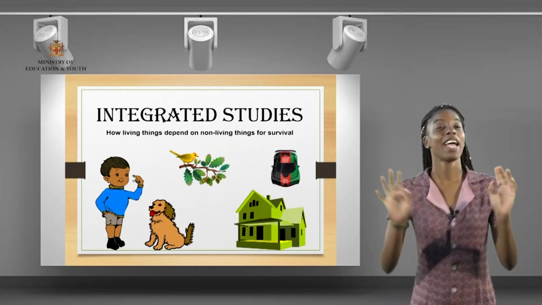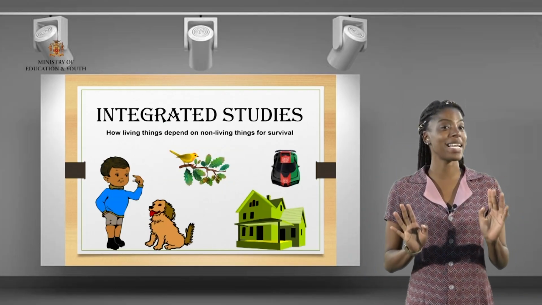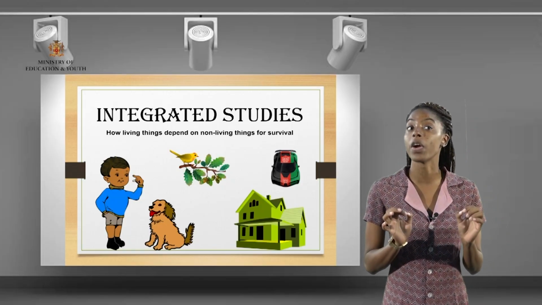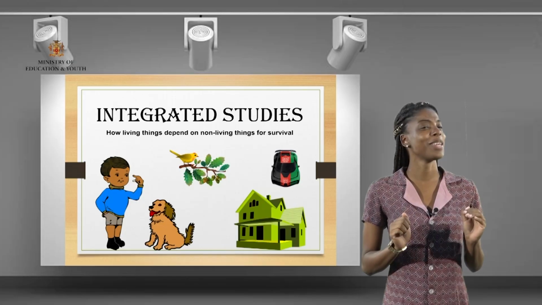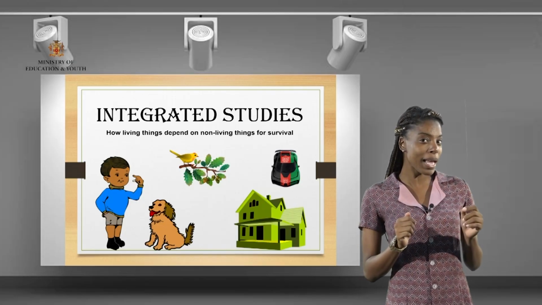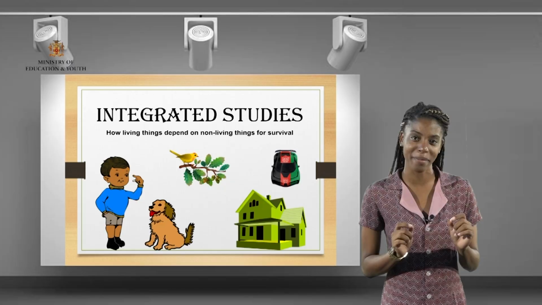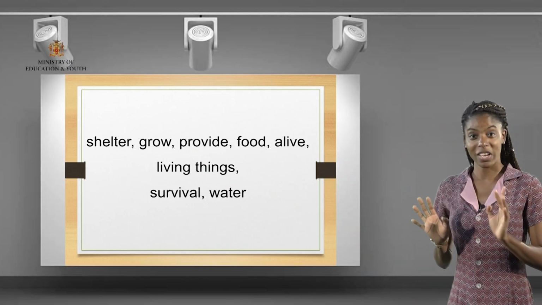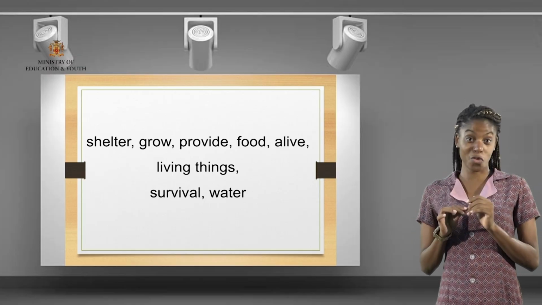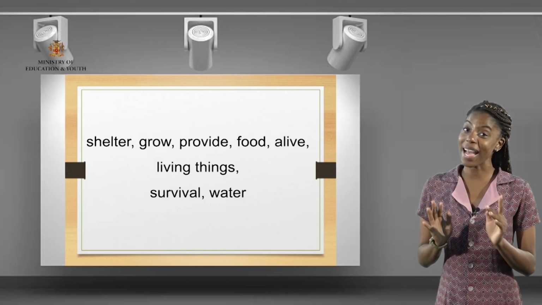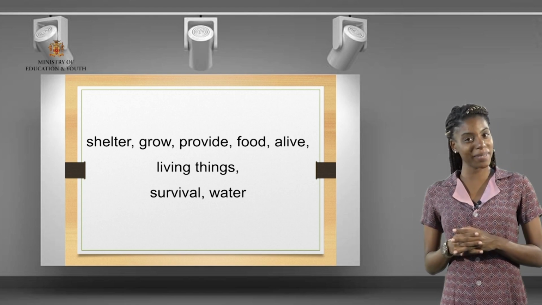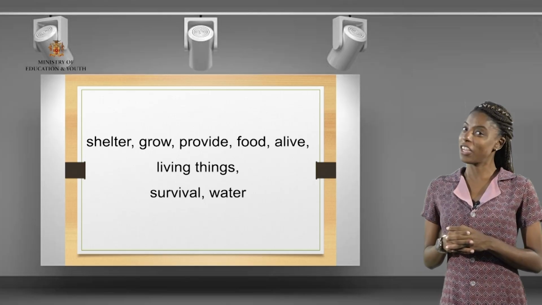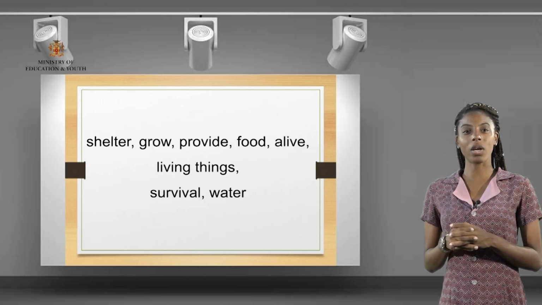Excellent job. Now, children, we're going to be doing an activity. You're going to be using some of your vocabulary words to see how well you can use what you know about them to complete this paragraph. Now, here are the words. Let's say the words together. Shelter, grow, provide, food, alive, living things, survival, water.